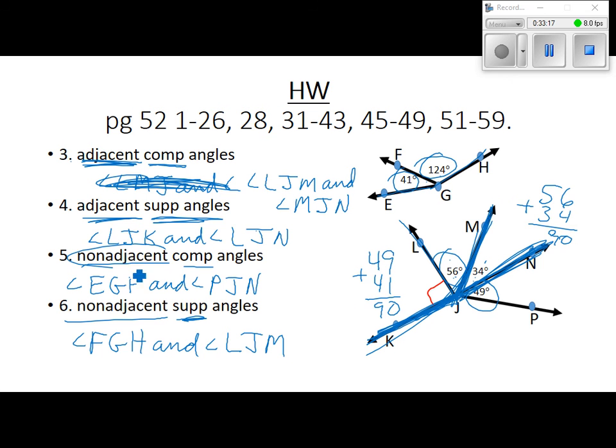Don't let stuff like non-adjacent confuse you. It just means they're not hooked together. Adjacent means they share a side. Non-adjacent means they don't share a side.